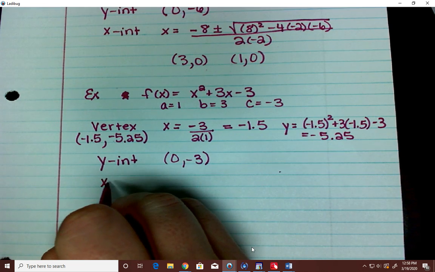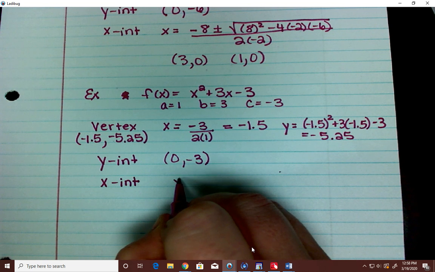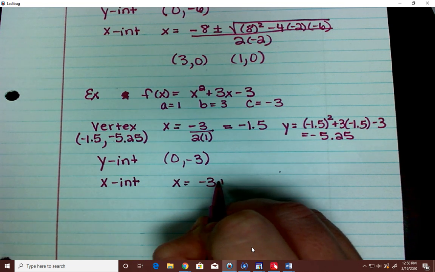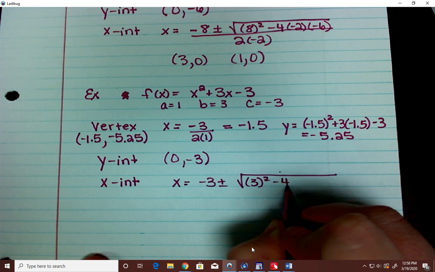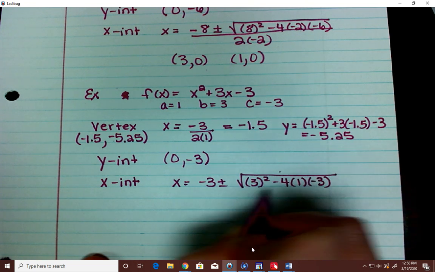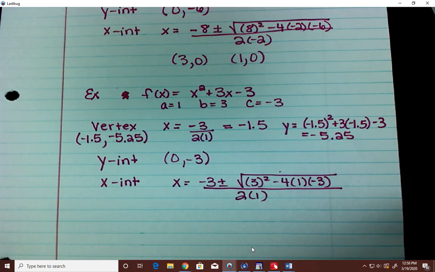Then I'm going to find my x-intercepts. So negative b plus or minus square root of b squared minus 4 times a times c all over 2 times a. I'll pull that up in Desmos.